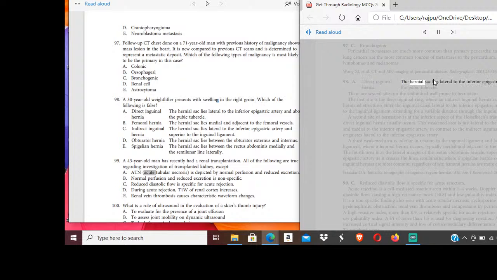A. Direct inguinal hernia. The hernial sac lies lateral to the inferior epigastric artery and above the pubic tubercle. There are several sites on the abdominal wall prone to herniation. The first site is the deep inguinal ring, where an indirect inguinal hernia occurs. Here, herniated structures enter the inguinal canal lateral to the inferior epigastric artery and superior to the inguinal ligament, extending for a variable distance through the inguinal canal.